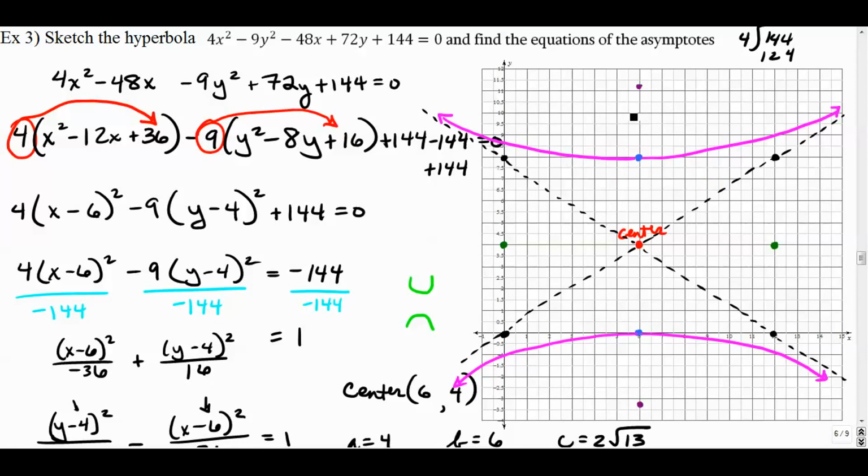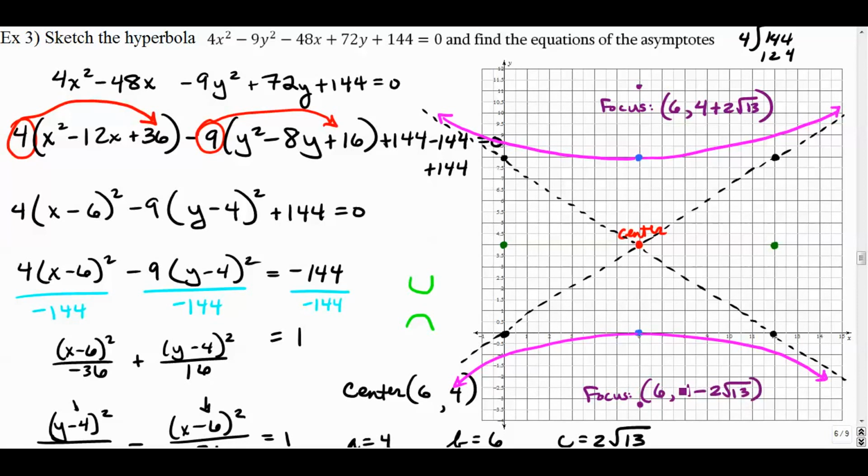Alright, in terms of the actual coordinates, this focus up here is 6 units to the right, and then it's 2 radical 13 above my center. My center is at 4, so it's going to be 4 plus 2 root 13. This focus down here is 6 to the right, and then 4 minus 2 root 13.